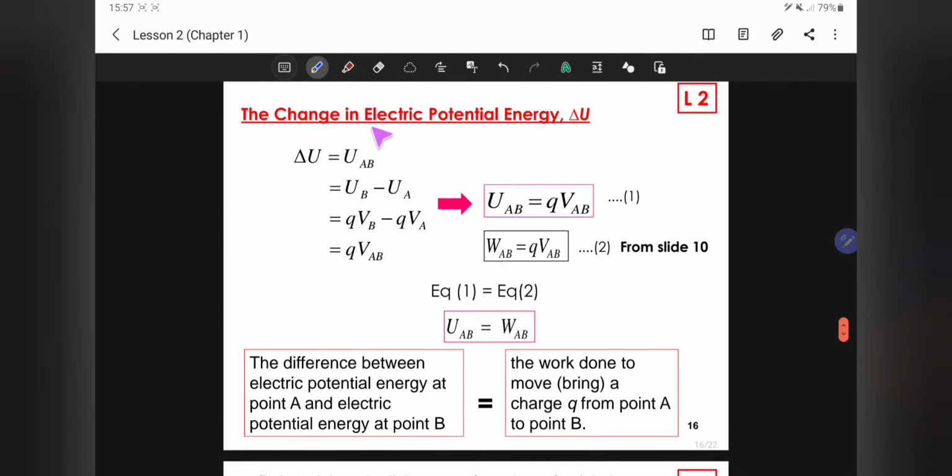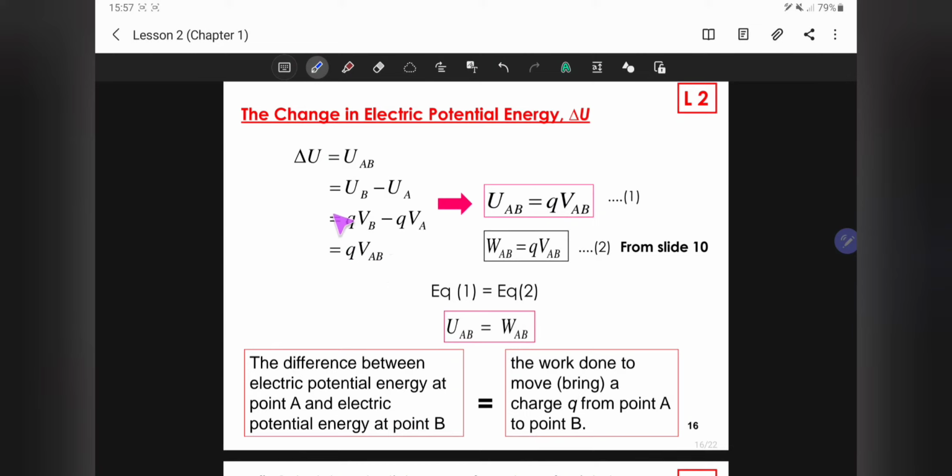Okay, the change in electric potential energy, the symbol is delta U. So delta U equals, again, UAB. It must be between two different points, which is point A and point B. So UAB equals U final minus U initial. U final is B and U initial is A. So UAB equals UB minus UA. UB equals QVB, UA equals QVA. Alright, so we may simplify the equations to be delta U equals QVAB.